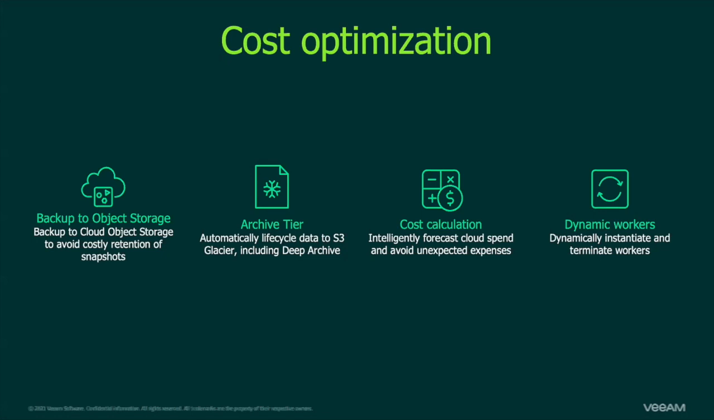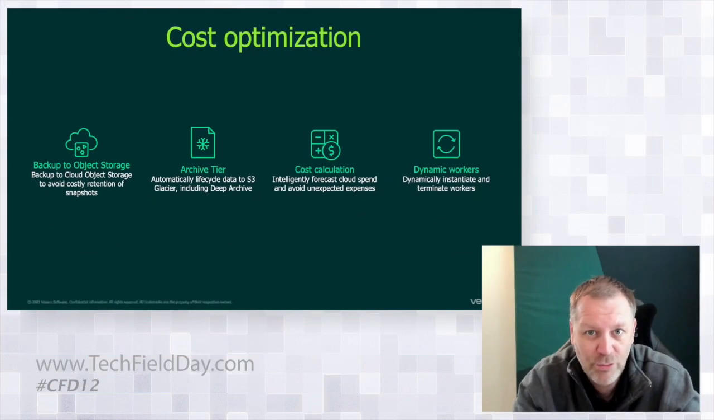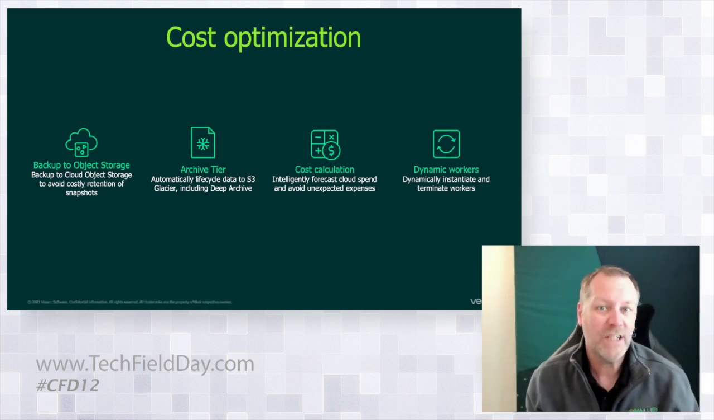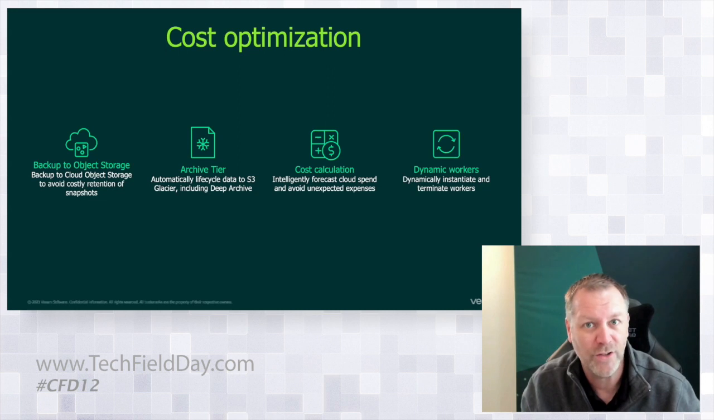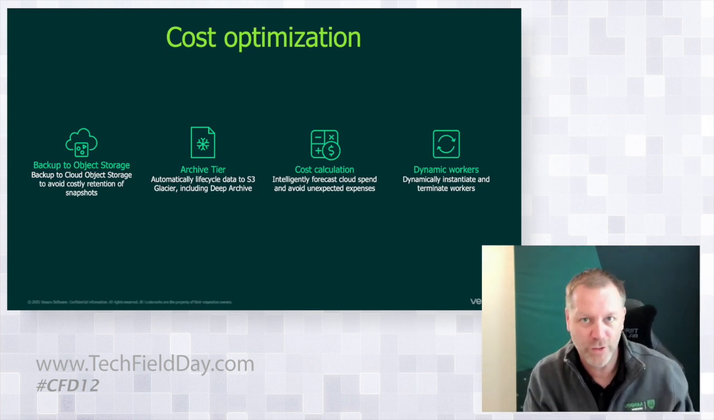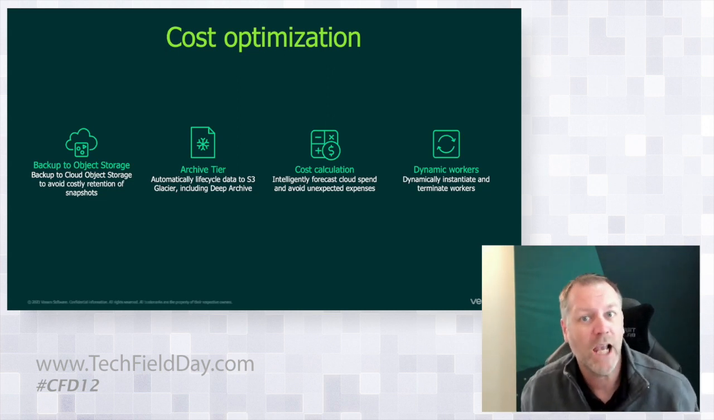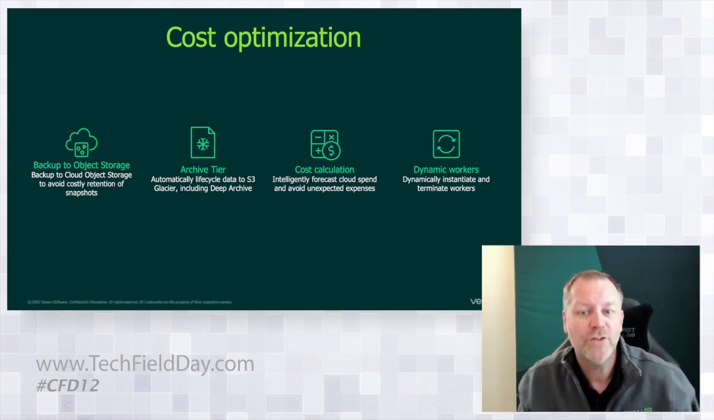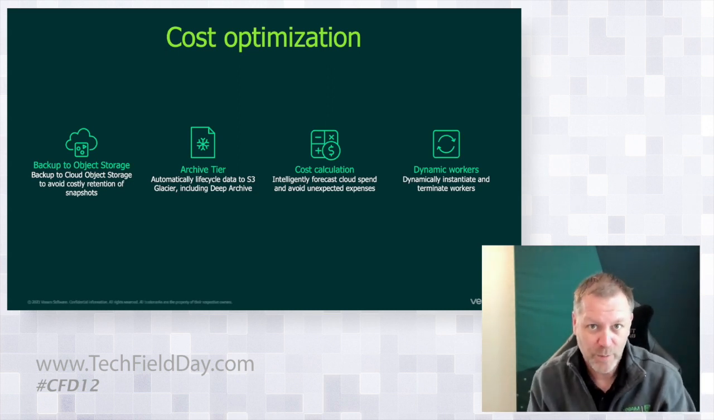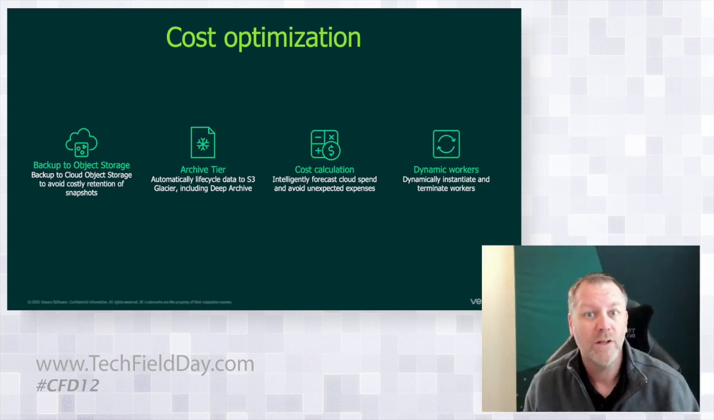Things like dynamic workers as well. So we can spin up very small instances in each region to help perform backup tasks, to move data around those regions. So we actually keep that data within the regions, because that helps lower cost. Because anytime you move data across different regions on any of the cloud platforms, you're charged for that. So the way that we do dynamic workers and spin these up and spin them down helps reduce data transfer costs in the public cloud.